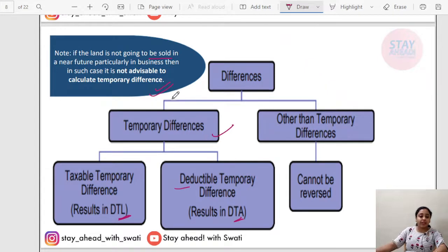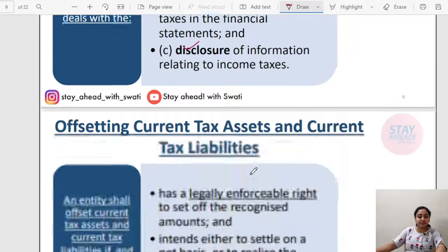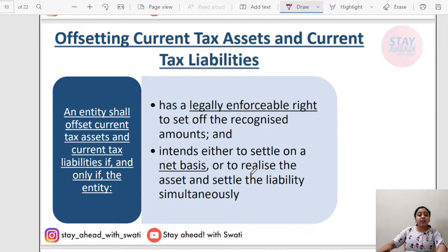Okay. Next, Ind AS 12 deals with the recognition, presentation and disclosure of income tax. Ind AS 12 itself guides you how to recognize, how to measure and how to disclose the income tax in your books of accounts and in the financial statements, so as to make them compliant with Ind AS as well. Next, offsetting of current tax assets and current tax liabilities.